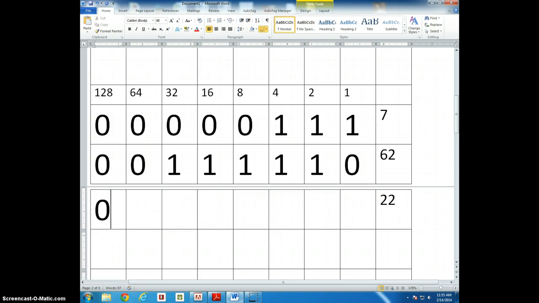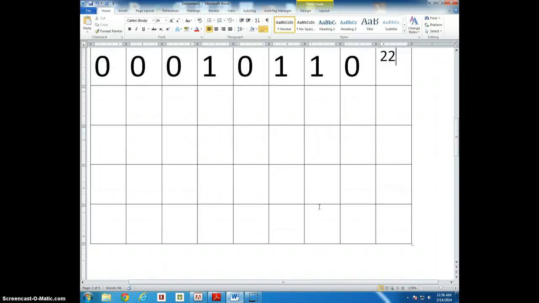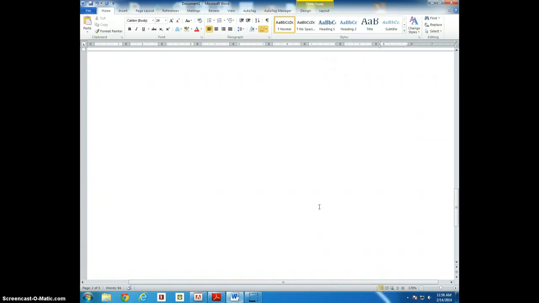So do I need 128? No, no, no. 16? Yeah, I better take the 16. Now, if I took the 8, I'd be at 24, so that's too big. So I'm at 16, and I might make a little mental note that I need 6 more. So 8's too big. Do I need the 4? Yep, better grab it. Do I need the 2? Yep. Do I need the 1? No. And then just go back and double check. 16 plus 4 is 20, plus 2 is 22. All right, so that's the basic of binary problem solving.